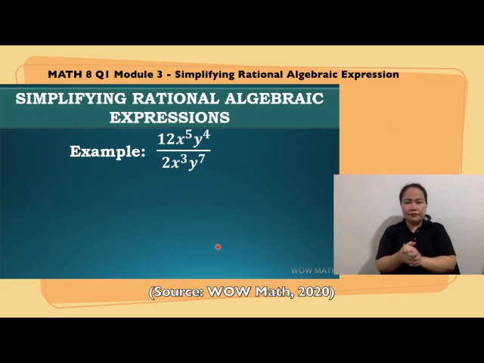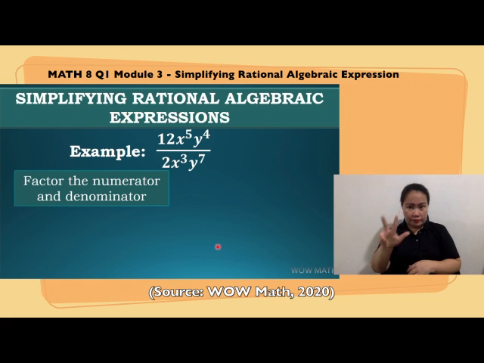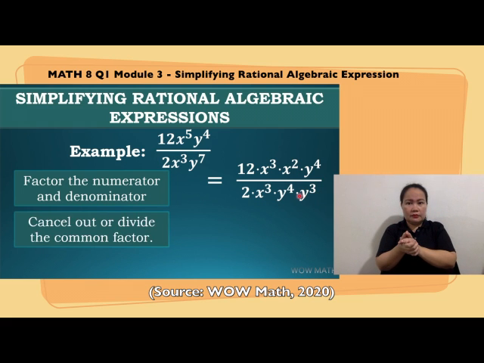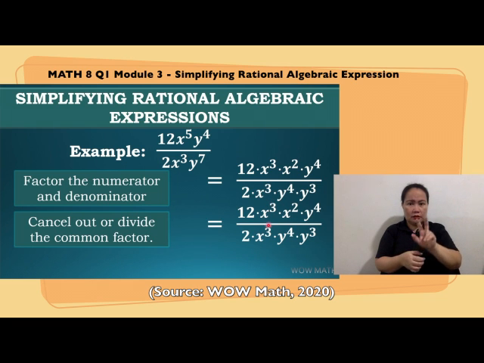Next, I have 12x raised to 5, y raised to 4, over 2x raised to 3, y raised to 7. So, factor the numerator and denominator. So, again, ang ginawa natin kanina, para mapareho natin siya dito, ginawa ko siyang x cubed and x squared. And then, ito naman, para mapareho natin siya sa y raised to 4, ginawa ko siyang y raised to 4 and y raised to 3. Okay? And then, we will cancel out or divide the common factors. So, makakancel na natin si x raised to 3. Makakancel din natin si y raised to 4.